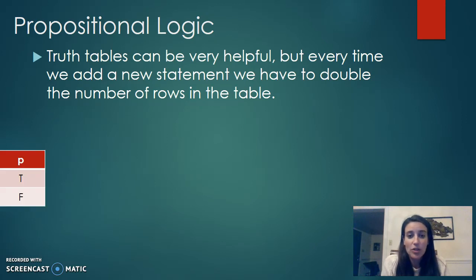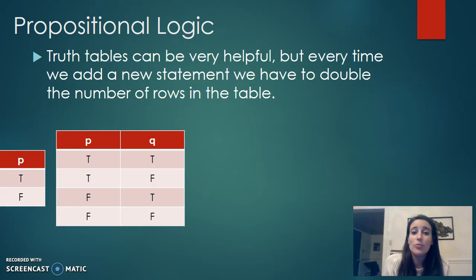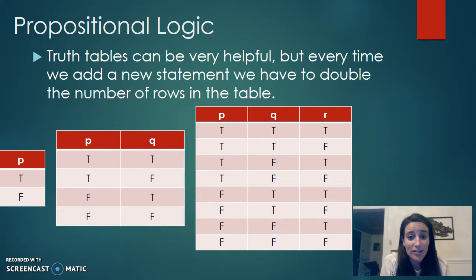For example, when we have one statement P, there are 2 rows in the table because P can either be true or false. When we add statement Q, now there are 4 rows in the table representing all the different combinations of true, false values for P and Q. And if we add a third statement R, now there are 8 rows in the table, again representing all the different combinations of true, false values for those 3 statements.